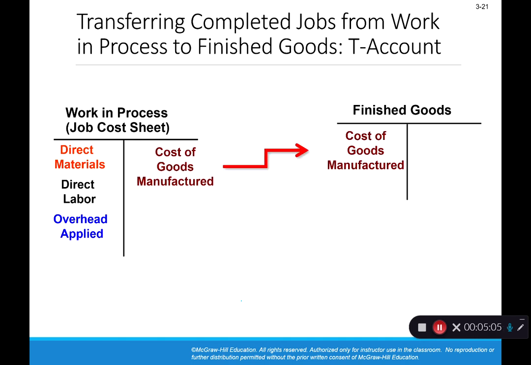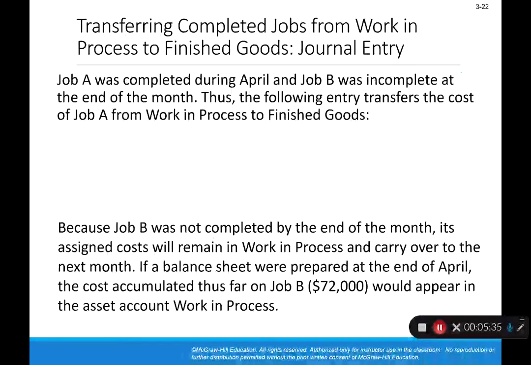So now that we have all of our costs recorded, it's now time to figure out how we go from work in process to finished goods. When we complete the product, the cost of the completed goods is referred to in managerial accounting as cost of goods manufactured. So the amount is going to come out of WIP and go into finished goods. Because these are assets, they go up with debits and down with credits. So we're going to suck it out of WIP with a credit and put it into finished goods with a debit. So job A was completed during April and job B was incomplete.